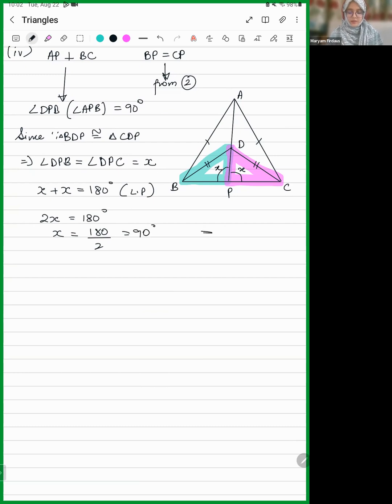So that means angle DPB is equal to 90 degrees, which means, actually, this particular statement which we have just written shows that DP is perpendicular to BC. And now since DP is perpendicular to BC, obviously AP will also be perpendicular to BC, na? That means AP is perpendicular to BC.